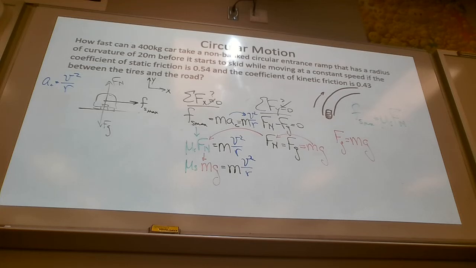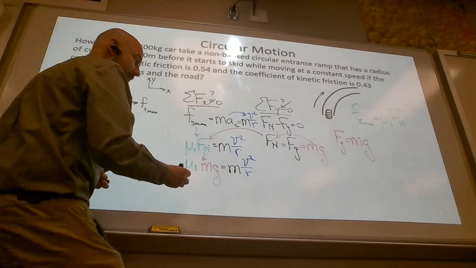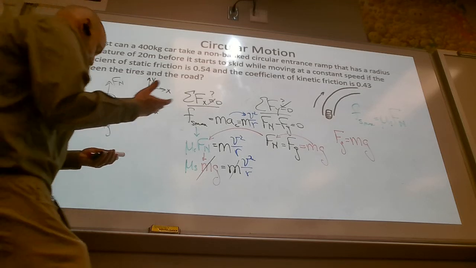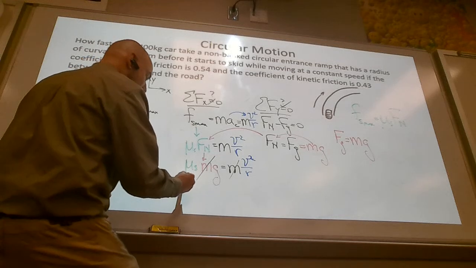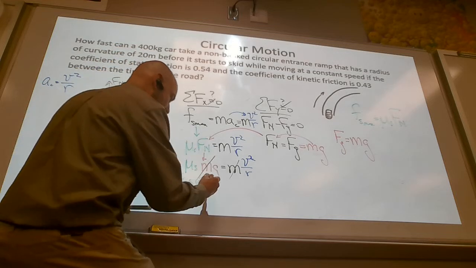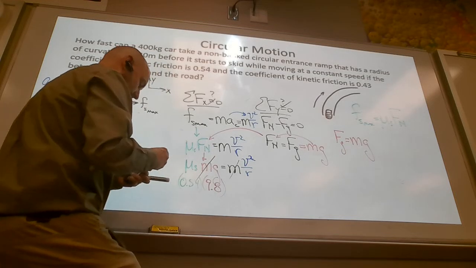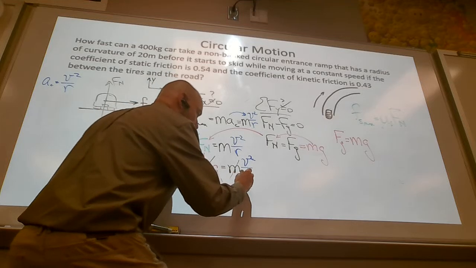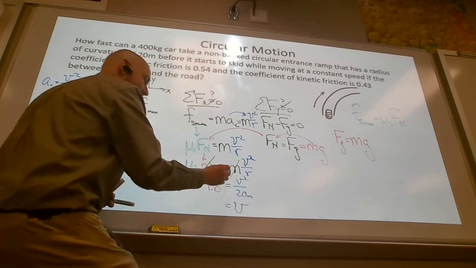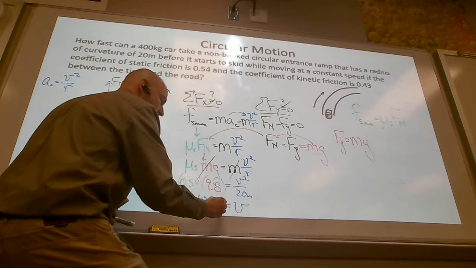Math people, what can I do to simplify? What does that mean? Car's massless? What does that mean? Doesn't matter. Mass doesn't matter. So I can go 0.54 times 9.8 equal to speed squared over the radius. And I just solved for that. I find that to be 10.3 meters per second.